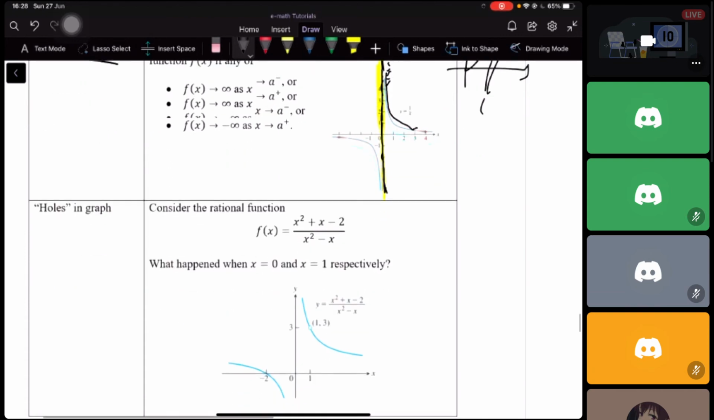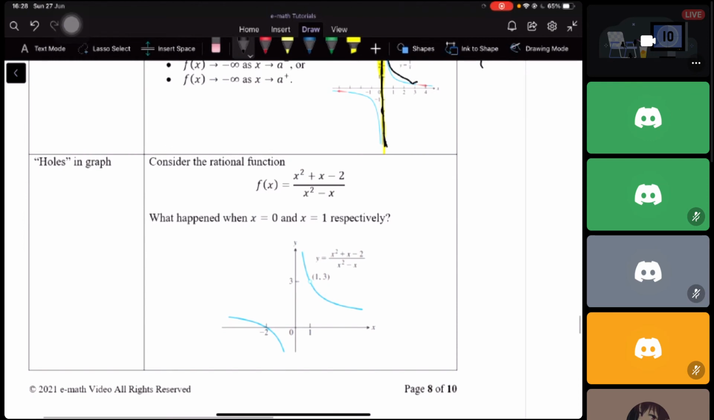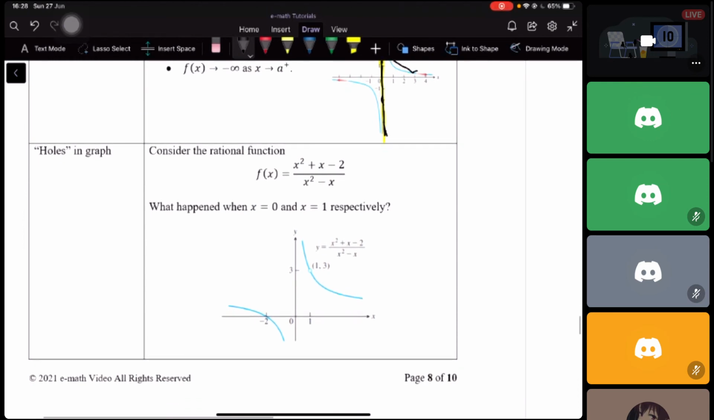And another one is holes in the graph. Holes in the graph. Okay? Like this one. It's all defined. Suddenly, when x equals 1, what happens? 1 minus 1 is 0. Cannot. So you leave a hole. So this is another type of discontinuity of rational functions.